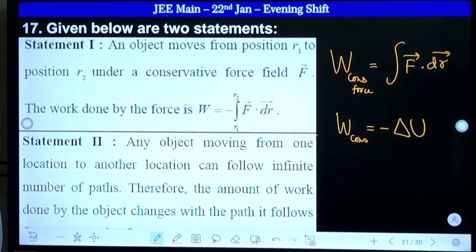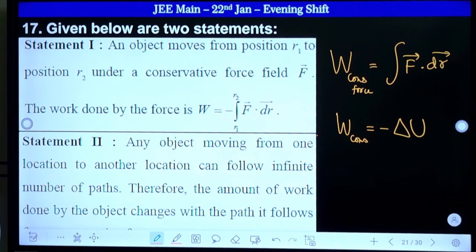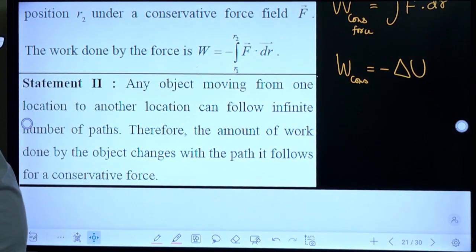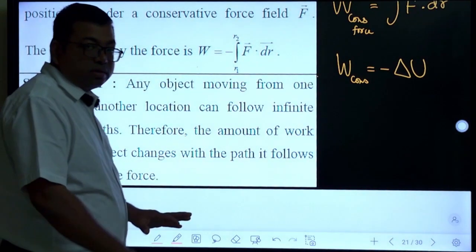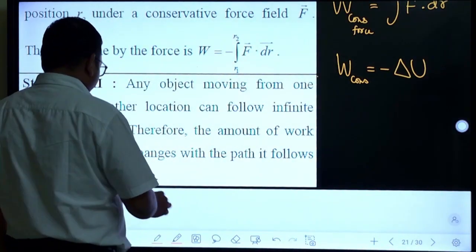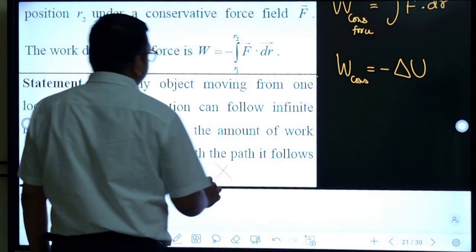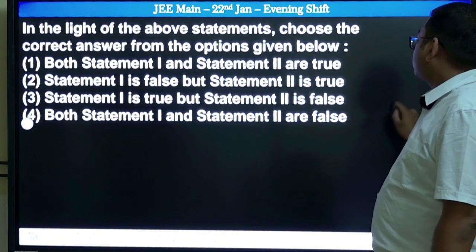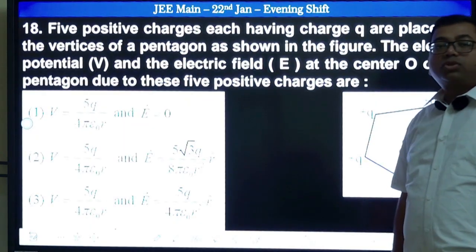Second statement: any object moving from one location to another can follow infinite number of paths. Therefore, the amount of work done by the object changes with the path it follows, for a conservative force. No, it is independent of path, right? So this statement is also wrong. Both options are wrong. Both are false. Let us move to the next question, number 18.